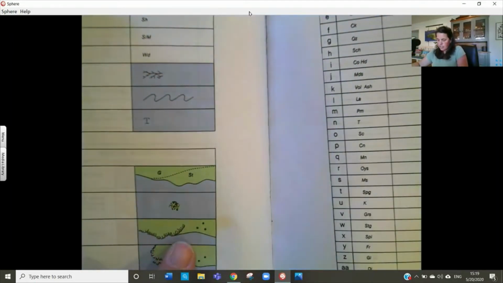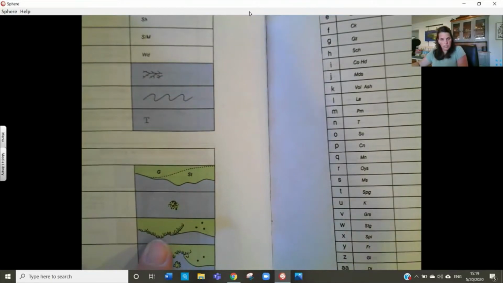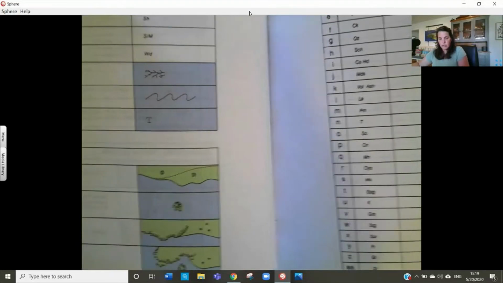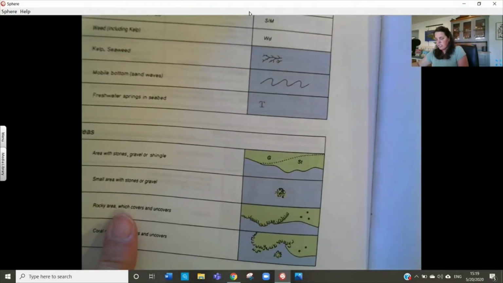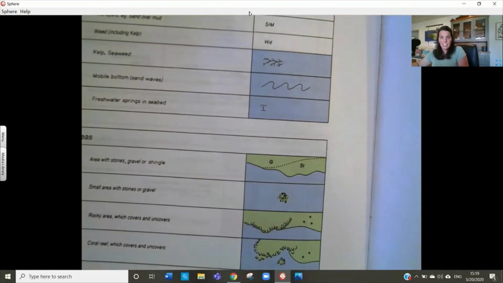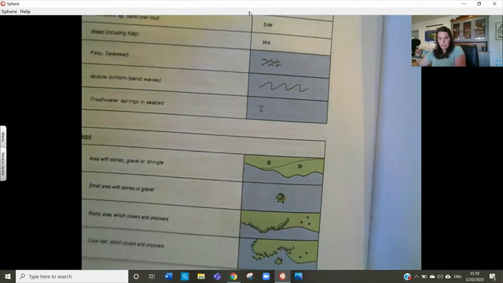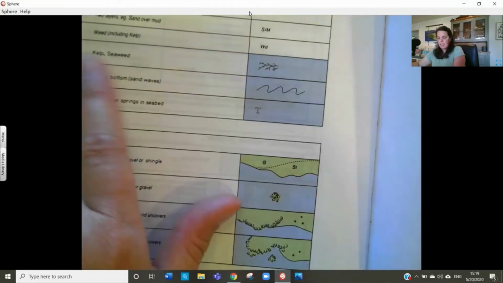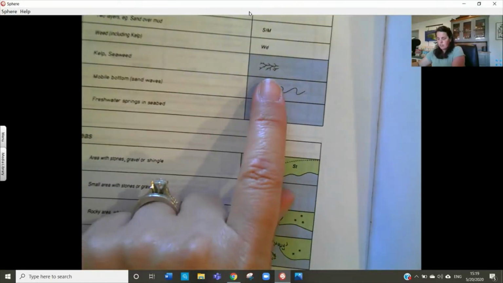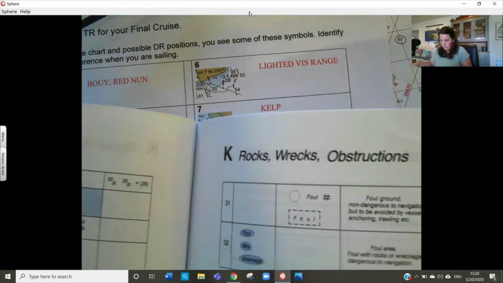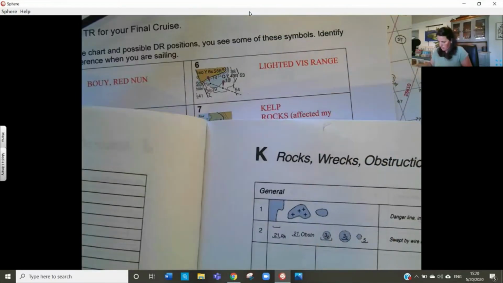we get this curved type image, which is similar to what it is in that picture. And it is a rocky area which is covered and uncovered dependent on the tide. So remember, that green color tells us that it's dependent on tide. We also have a few images of this, and that would be kelp or seaweed. There's also a few little plus signs. Let's get to those.